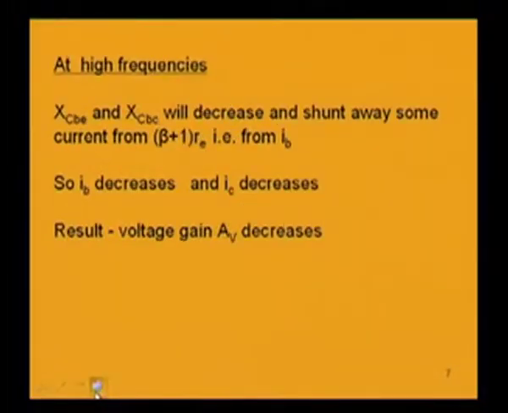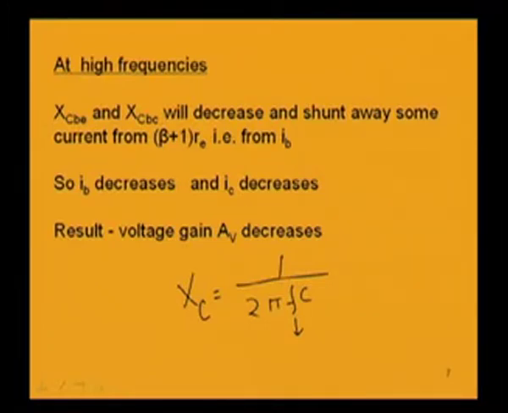Now let us consider the high frequency region. At high frequencies, what will happen is that the transistor capacitances CBE and CBC will offer a lesser reactance, because now the frequency is higher. This frequency is higher means the capacitive reactance will now be decreasing. Earlier it was like an open circuit, very high, now it will be decreasing. Now when the capacitive reactance is decreasing, it will be allowing more and more current to flow.